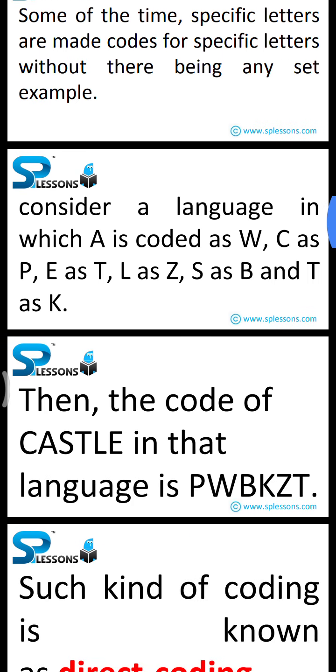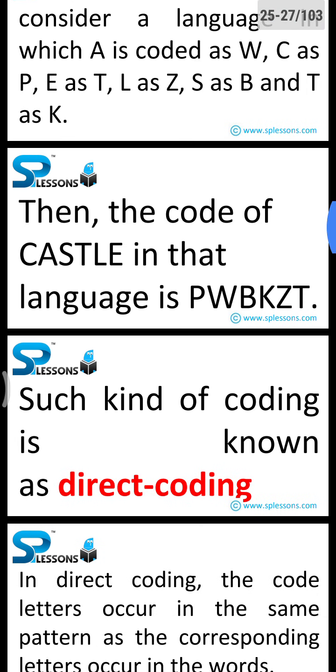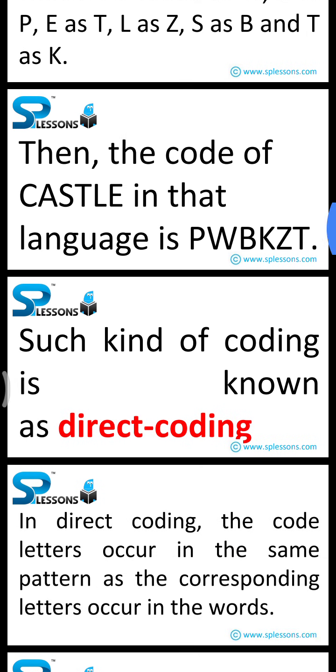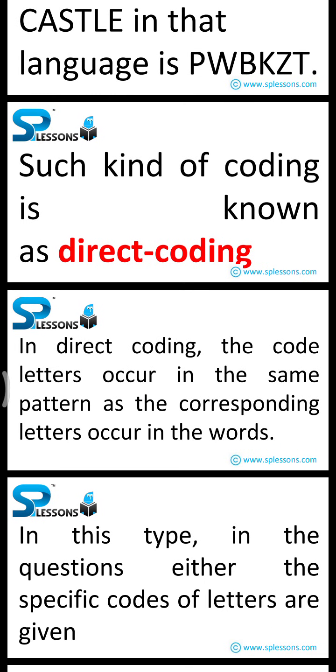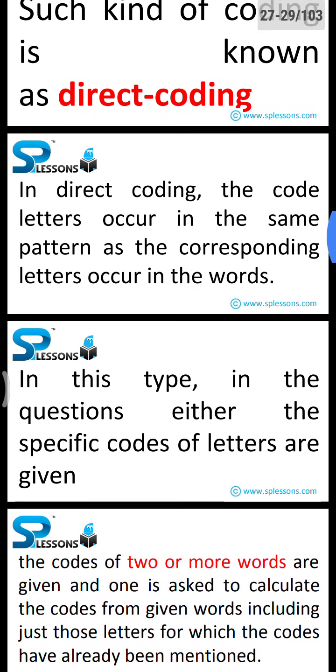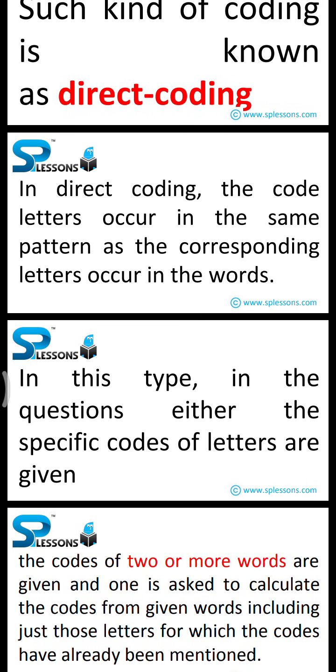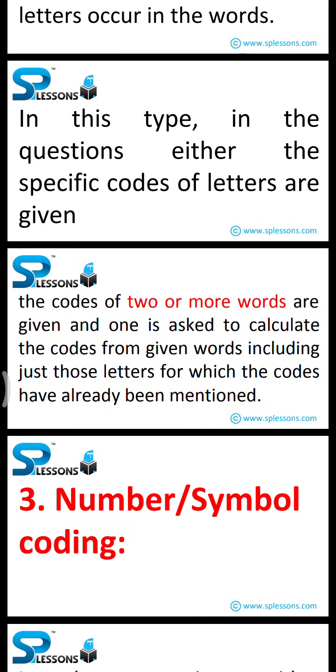Then the code of CASTLE in that language is PWBKZT. Such kind of coding is known as direct coding. In direct coding, the coding letters occur in the same pattern as the corresponding letters occur in the words. In this type, in the questions, either the specific codes of letters are given, the codes of two or more words are given, and one is asked to calculate the codes from given words, including just those letters for which the codes have already been mentioned.